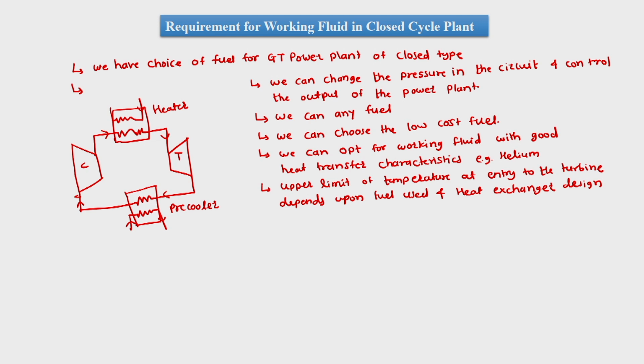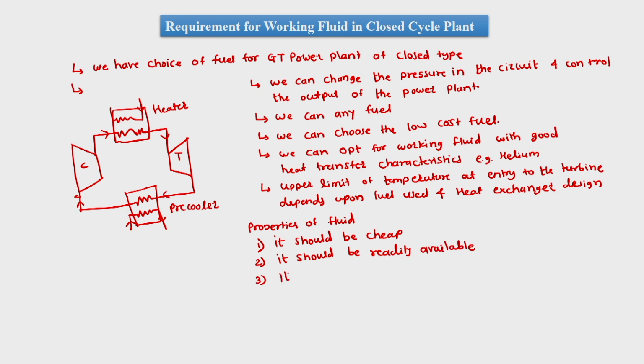The fluid that we are talking about, in case of the open cycle gas turbine power plant, which is used for the circuit of the plant, should have certain properties. Properties of fluid: 1. It should be cheap. 2. It should be readily available. 3. It should not be explosive and corrosive.